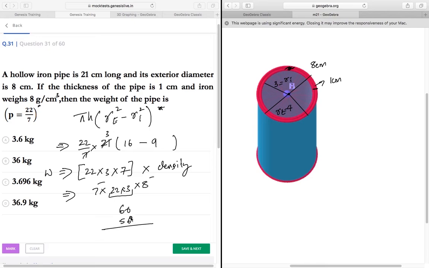So the Vedic math method. Okay, so 6 6s are 36, and then you have 69, and then you have 36. So your answer is 3696 in terms of grams. This has to be converted to kg, so it's going to be 3.696 kg. Option C.